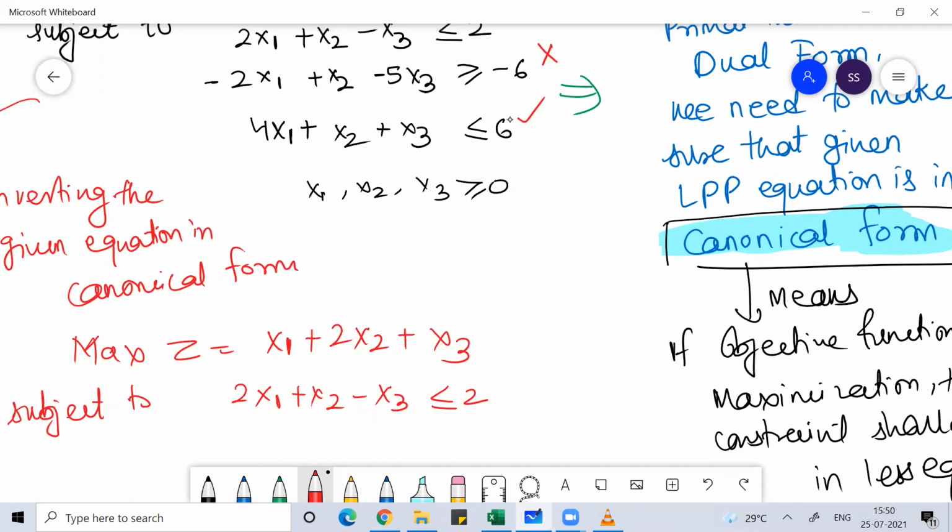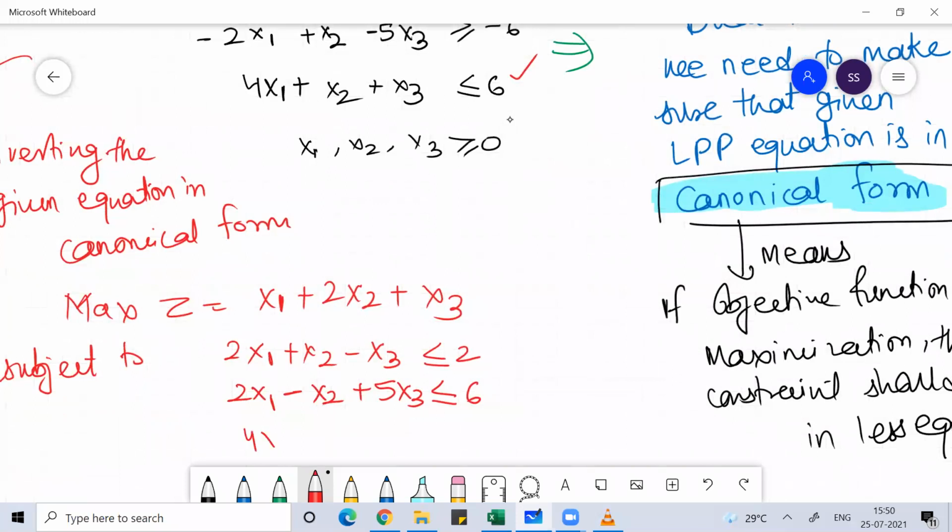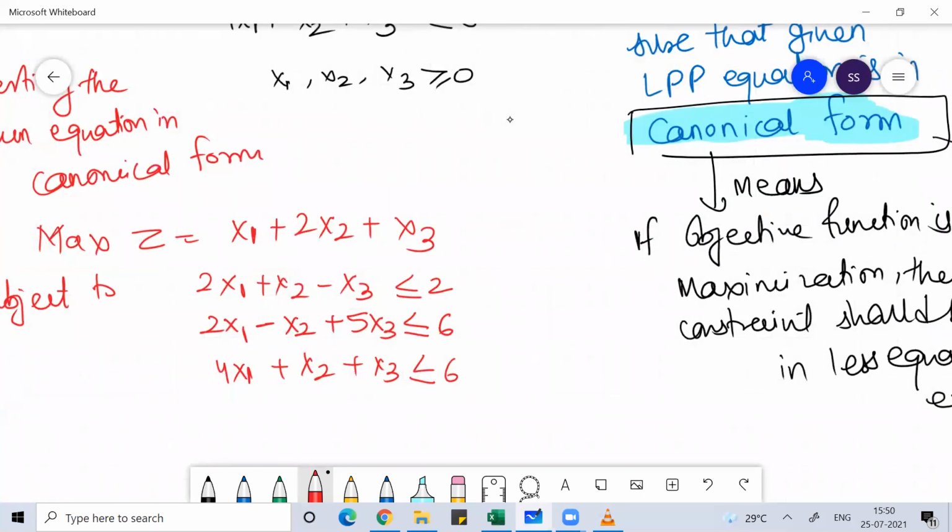If you have studied basic maths, to change the sign of an inequality, simply multiply by -1. So this will become 2x1 minus x2 plus 5x3 less than or equal to 6. And the third constraint is 4x1 plus x2 plus x3 less than or equal to 6. And then you have x1, x2, x3 greater than or equal to 0.